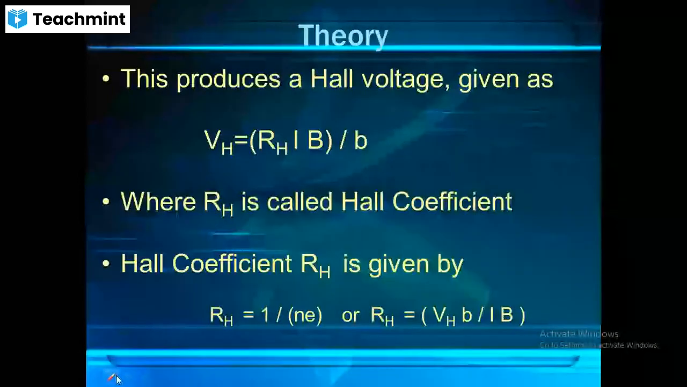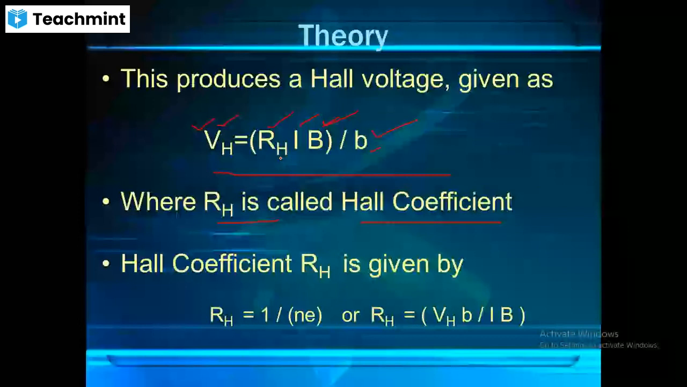Now, the Hall voltage is given by a formula: VH equals RH into I into B divided by b. VH stands for the Hall voltage. RH stands for a proportionality constant, known as the Hall coefficient. I is the current passing through the conductor, capital B is the applied magnetic field, and small b is the width of the conductor. From this formula, it is very clear that the Hall voltage is directly proportional to the applied magnetic field, and inversely proportional to the width of the conductor.